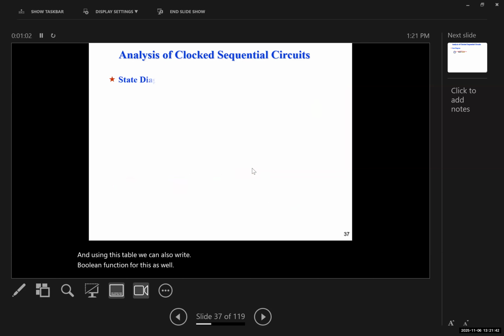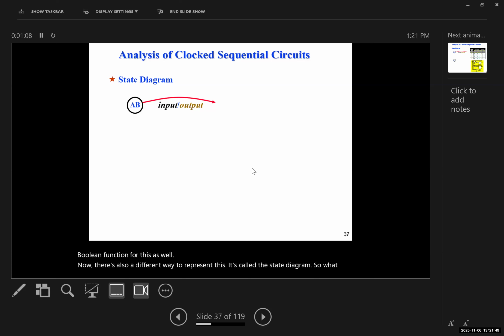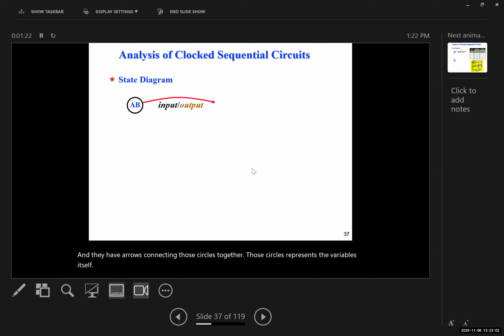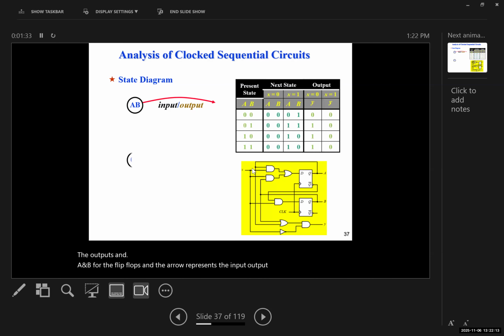Now, there's also a different way to represent this. It's called the state diagram. So what does a state diagram look like? State diagrams are circles, and they have arrows connecting those circles together. Those circles represent the variables themselves, the outputs, A and B for the flip-flops. And the arrow represents the input and output. I will show you how it works.